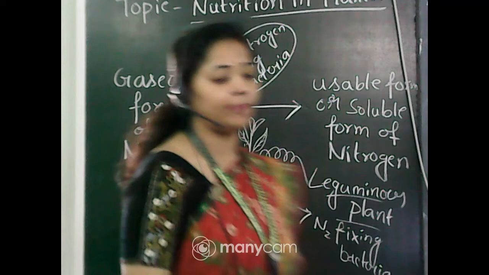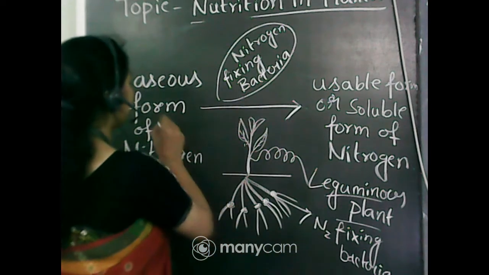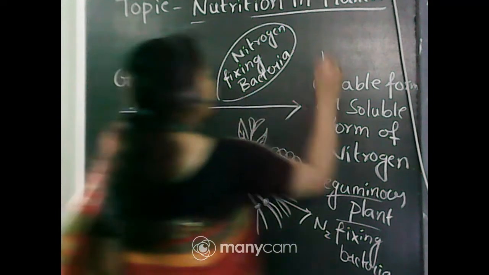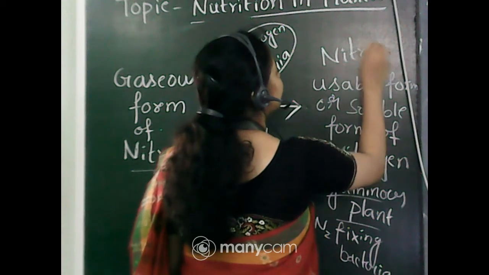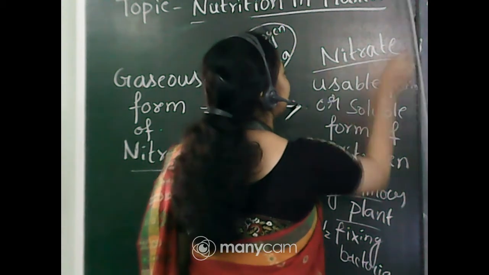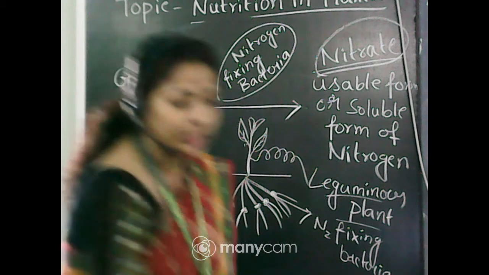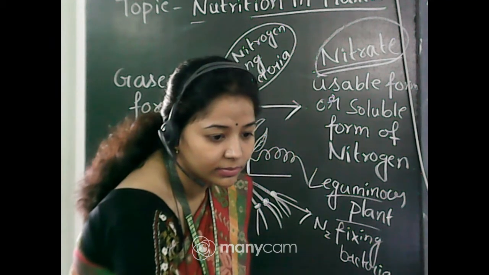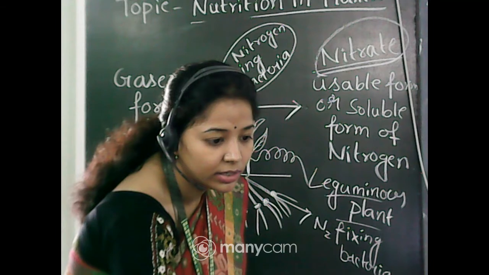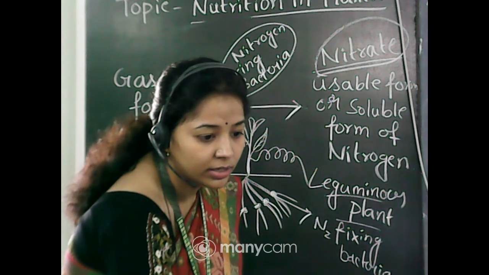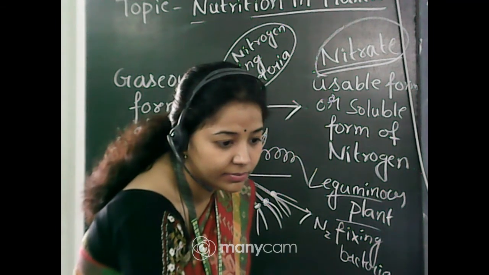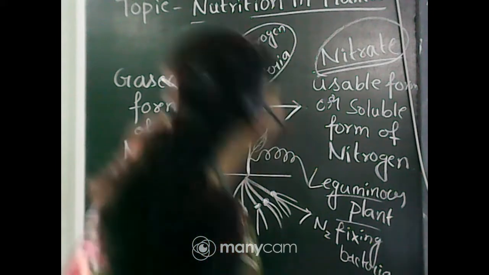Got this point, everyone? So what is the usable form of nitrogen? That is called nitrate. Nitrate is the usable form of nitrogen. Note it, everyone. I hope you understood. Understood? Now I can rub this. I am rubbing the full portion.